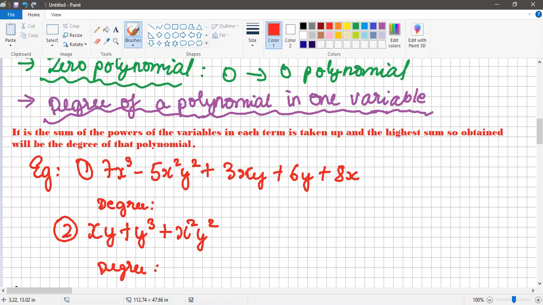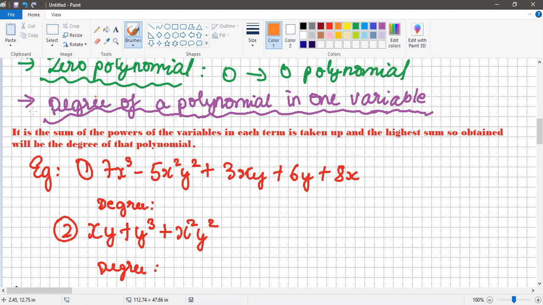Okay, so now I've written down the definition here on the screen for you. I've actually typed it out. So, what is the definition? It is the sum of the powers of the variables in each term which is taken up, and the highest sum so obtained will be the degree of that polynomial. What does this statement actually mean?